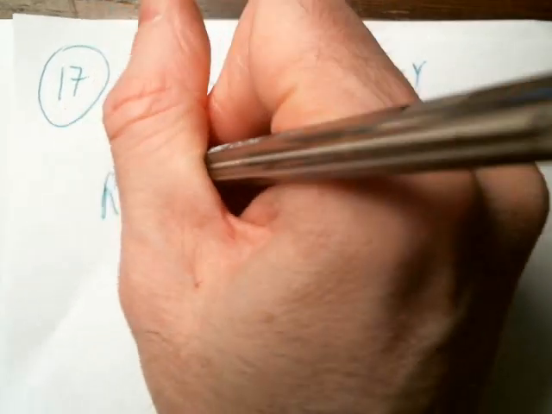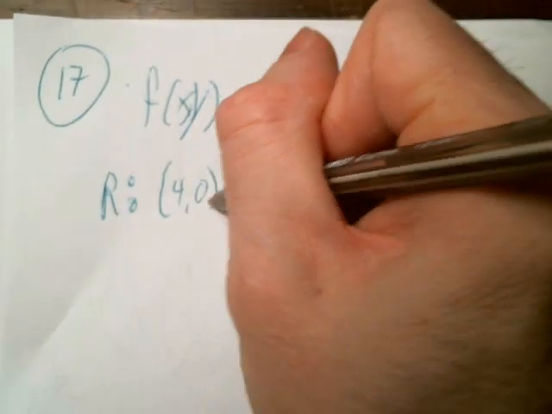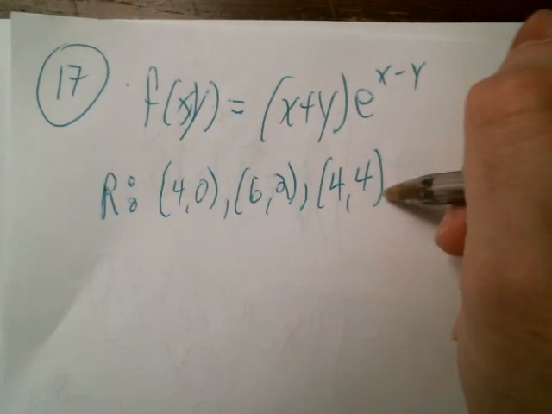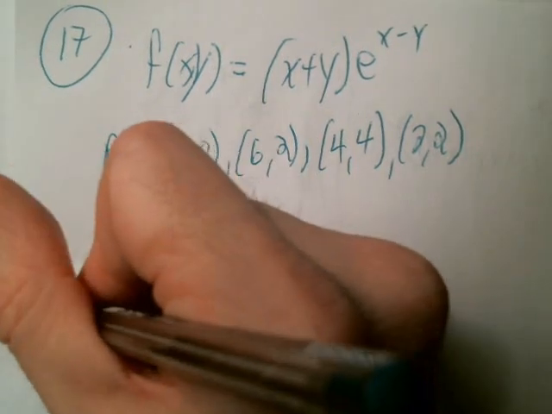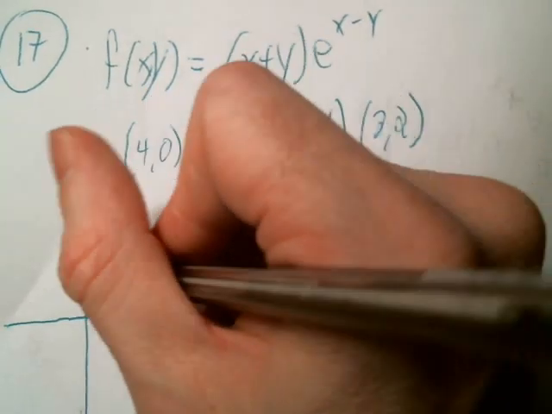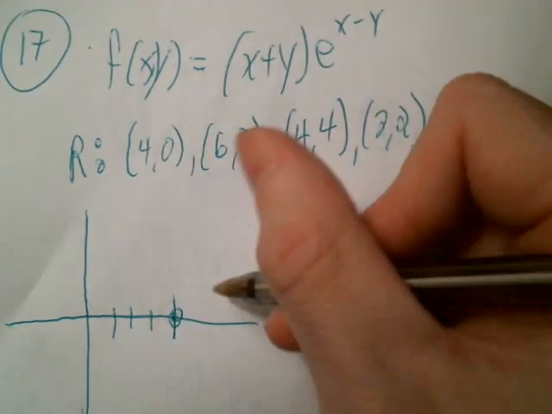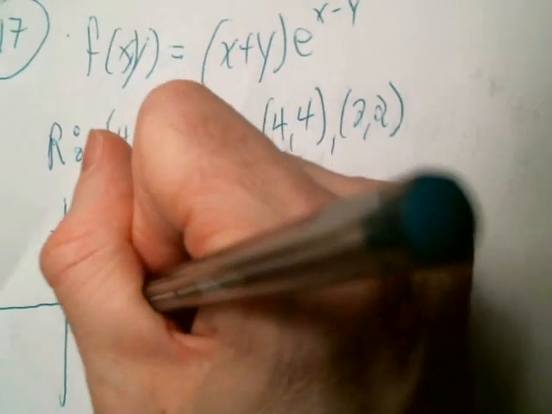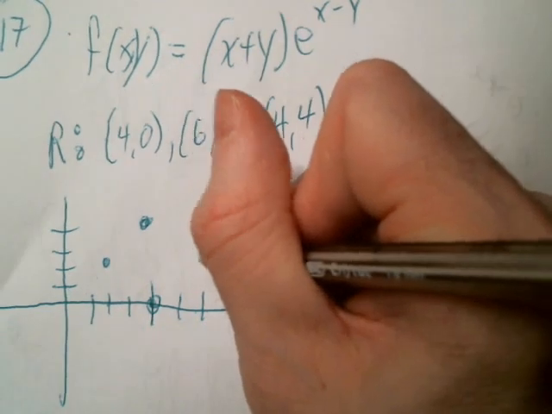And the region I'm integrating over is a rotated square with vertices (4, 0), (6, 2), (4, 4), and (2, 2). Your first task is to find equations for the lines, the edges of the square.